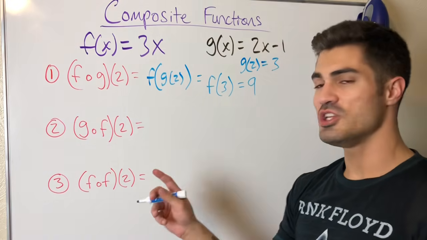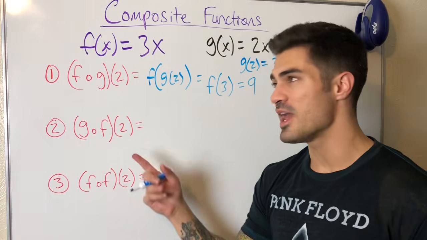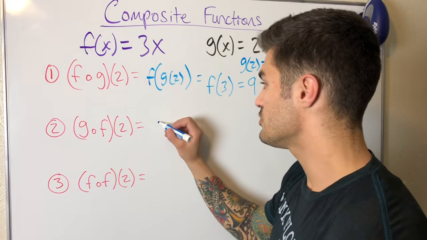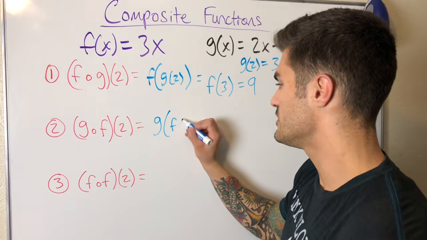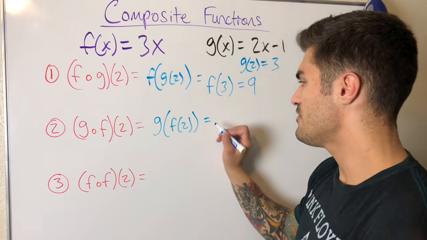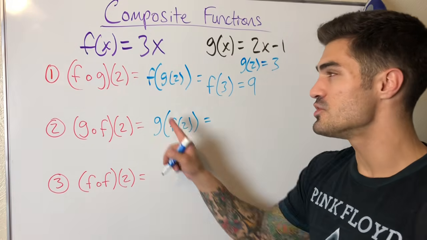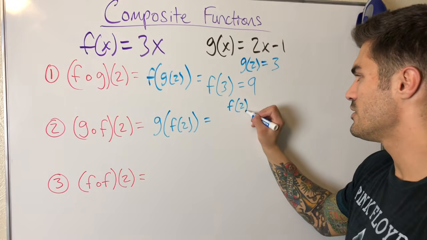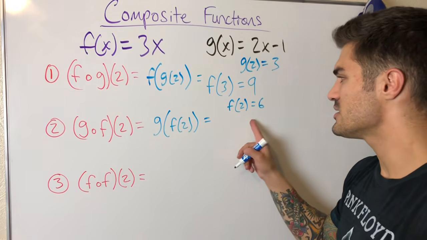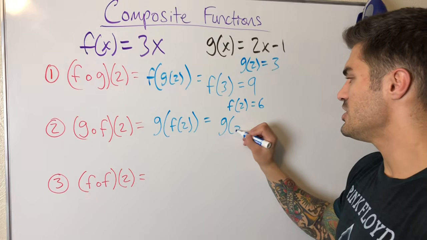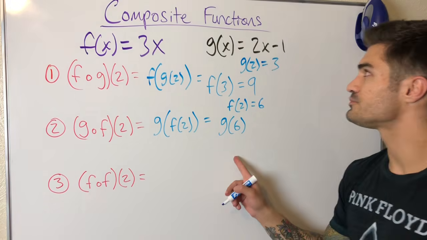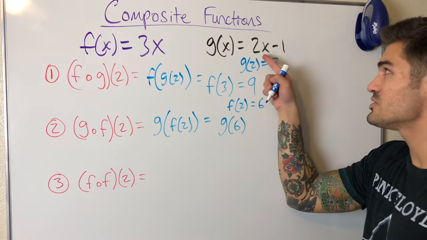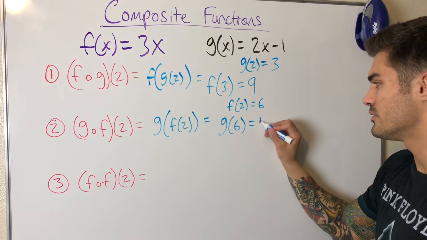So what about this function, g of f? Now we're composing the other way around. F is our inside function, g is our outside function. And again, I'm still going to rewrite it like this because I do this every time. G of f of 2. So now first I'm finding f of 2. I'm plugging 2 into f and I'm getting 6. F of 2, it's just 2 times 3, that's 6. So really what I'm finding is g of 6. So I'm going to plug 6 into g. I get 6 times 2, that's 12, minus 1, that's 11.